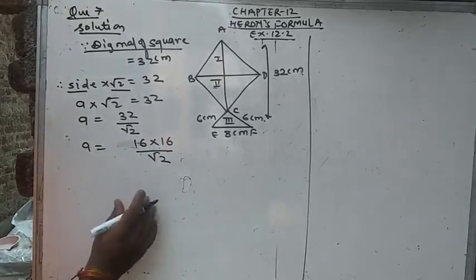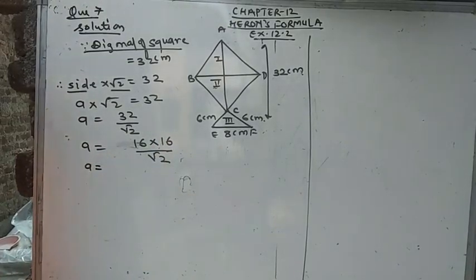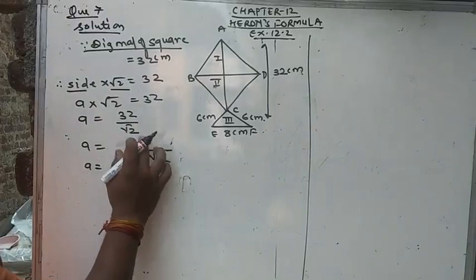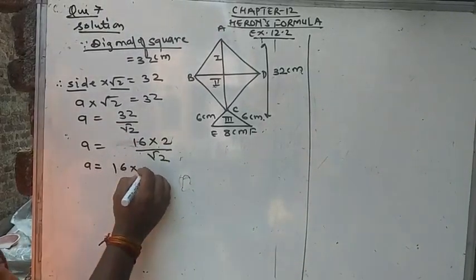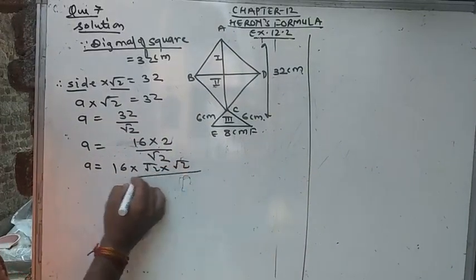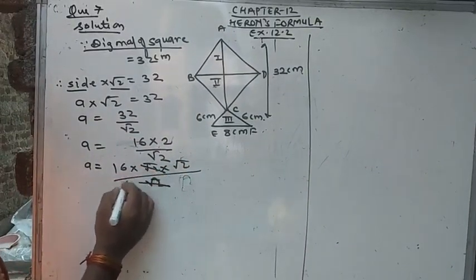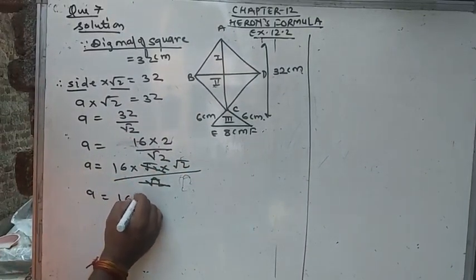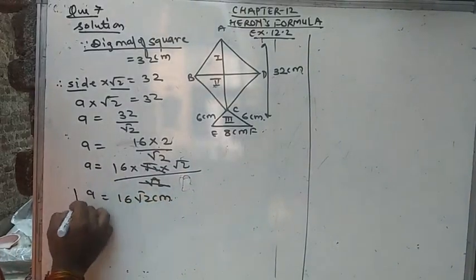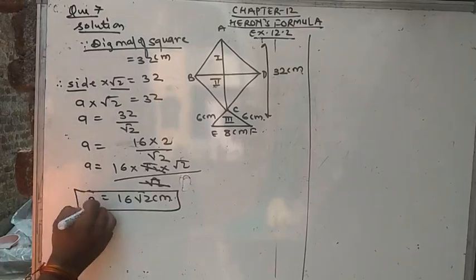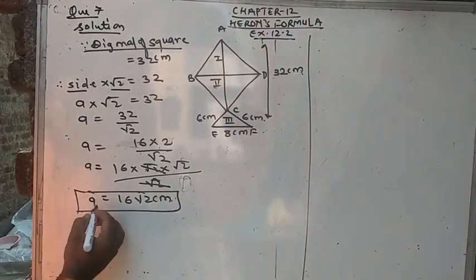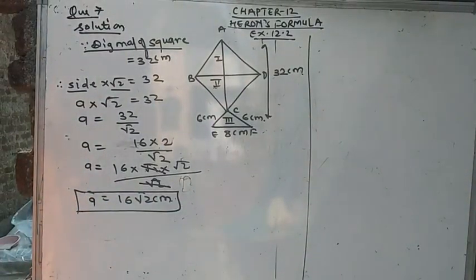Now further, 32 is equal to 16 into 2, so 16 multiplied by root 2 into root 2, divided by root 2. So root 2 will be cancelled. The side will be 16 root 2 centimeter. So we get the side of the square as 16 root 2.